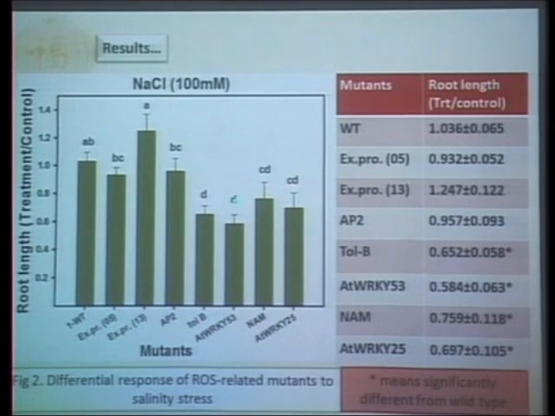which means that these transcription factors and gene might be involved in providing or increasing resistance of the plant towards salinity stress, because in the absence of these genes the plants are sensitive, meaning when they are expressed, they might enhance tolerance towards salinity stress.